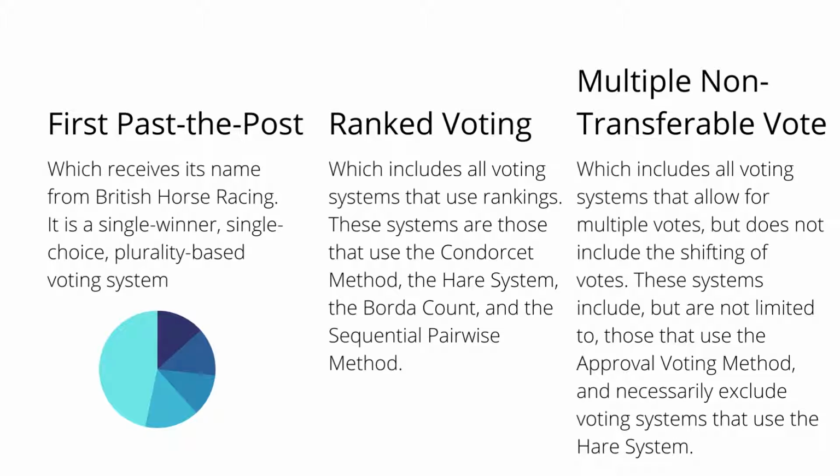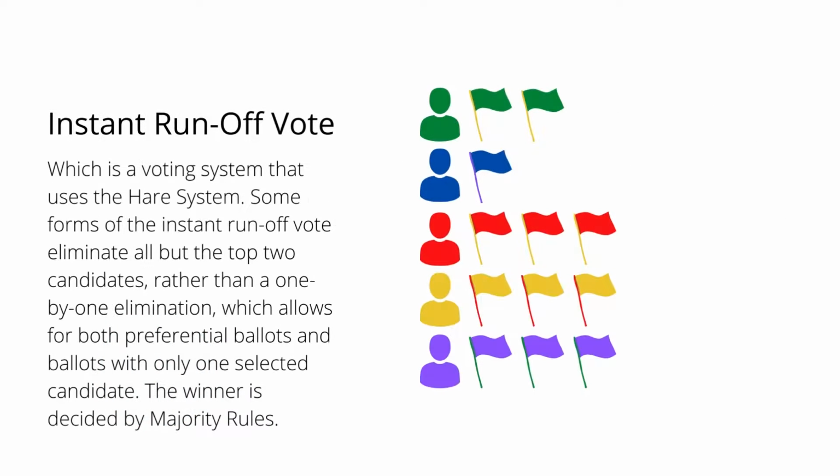Multiple non-transferable vote, which includes all voting systems that allow for multiple votes but does not include the shifting of votes. These systems include, but are not limited to, those that use the approval voting method, and necessarily exclude voting systems that use the Hare system. Instant runoff vote, which is a voting system that uses the Hare system.